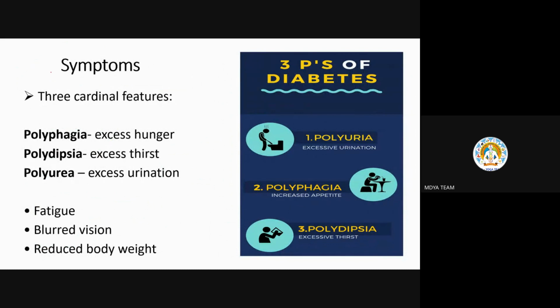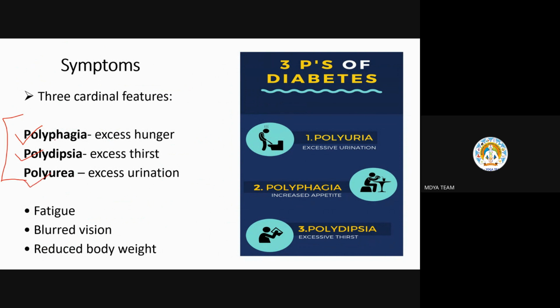Now symptoms. Because diabetes mellitus is very important for all the exams, there are lots of things in this. So do it like that only. The main symptoms are polyphagia, polydipsia, polyuria.